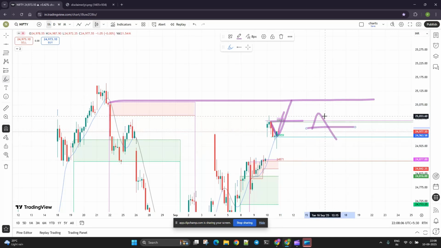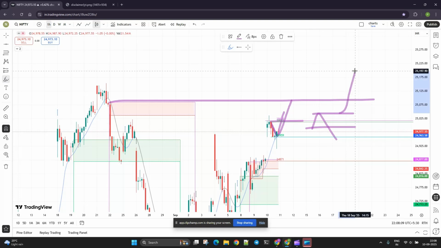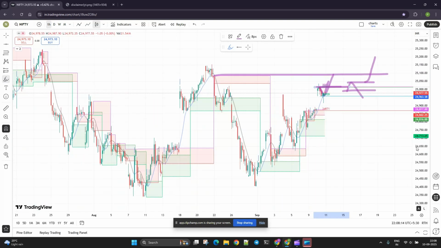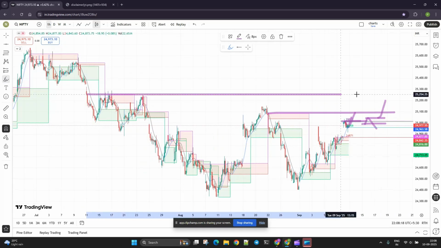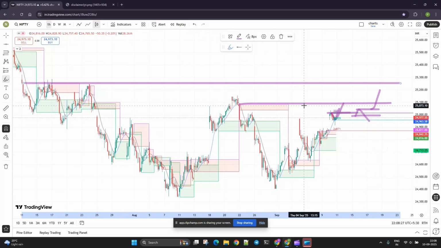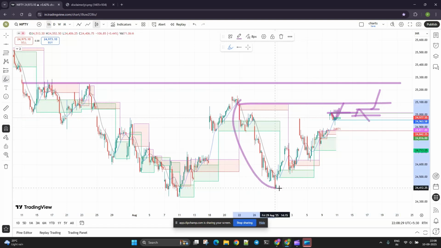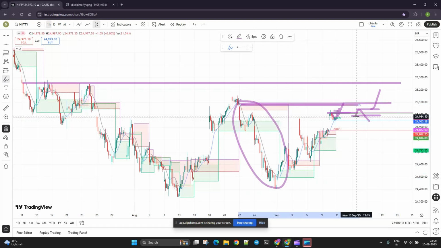If the seller is broken out, the short covering also will add. Here there is no short covering scenario. Short covering scenario may occur above this level, which is 25,250. Okay, for now the seller is quiet. Above 25,300 only we can see a big short covering.